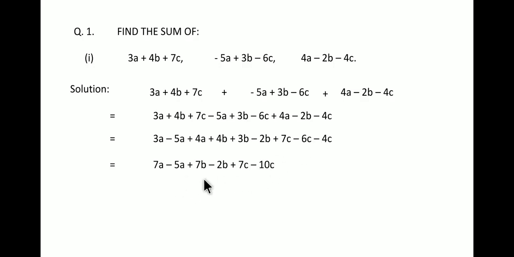The next step is to simplify the expressions now. 7a minus 5a gives you 2a, plus 7b minus 2b gives you plus 5b. Different signs, we subtract. And plus 7c minus 10c gives you minus 3c. So 2a plus 5b minus 3c becomes the answer. Similarly you can do the remaining questions from question number 1.